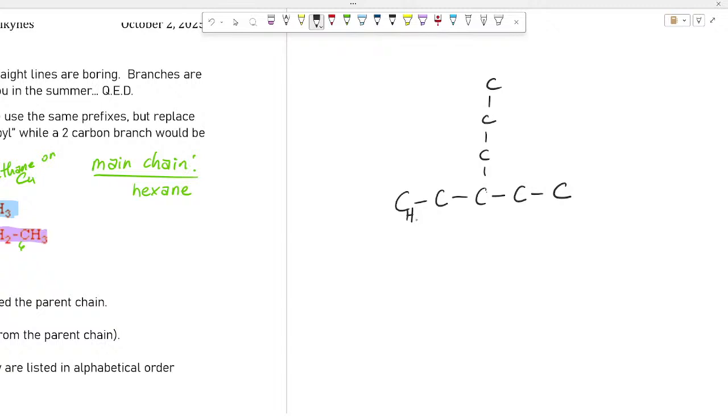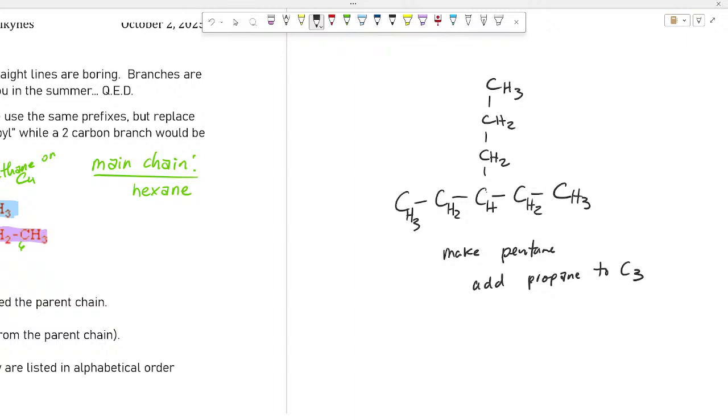How many hydrogens would this have? 3. This one would have just 1. This one, 2. This one, 3. This one, this one. Okay. And so I got the instruction, make pentane, and then add propane to carbon 3, right?